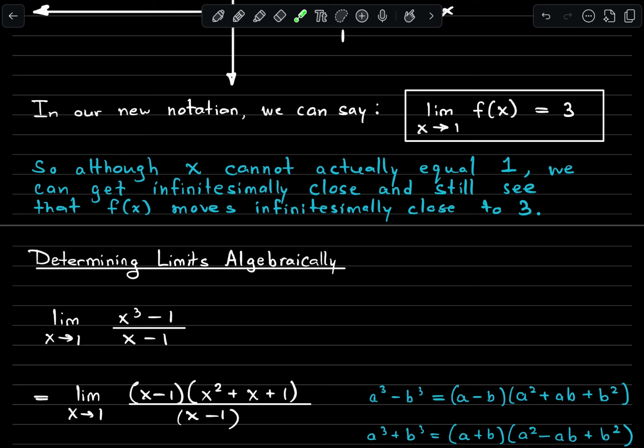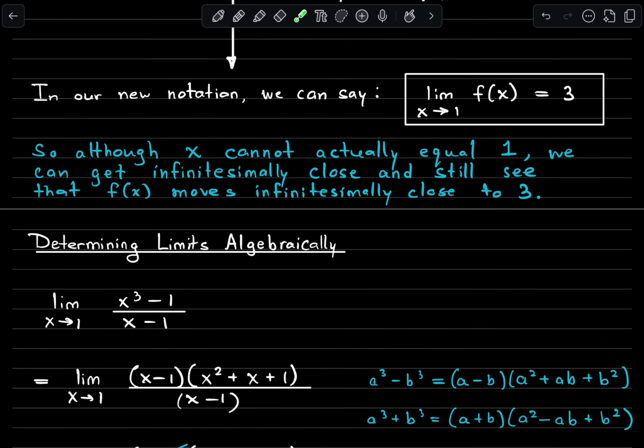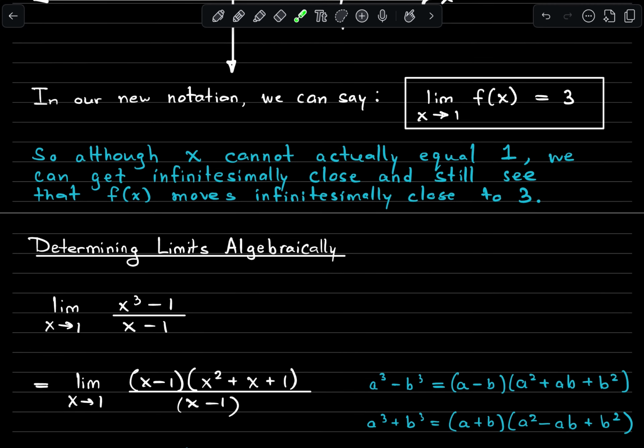Okay, so these are really just convenient formulas, especially when we have to do some sort of algebraic expansion in calculus. Okay, well, now the nice part is I see that I've got an x minus 1 on the top and an x minus 1 on the bottom.